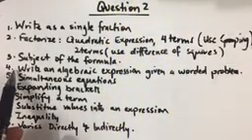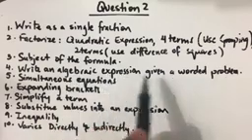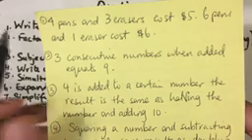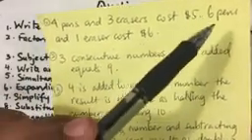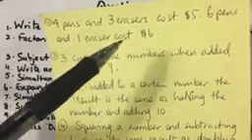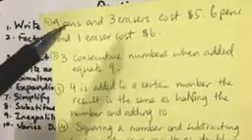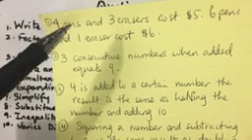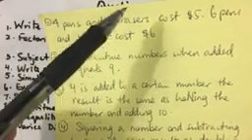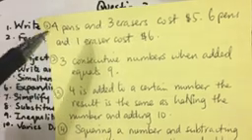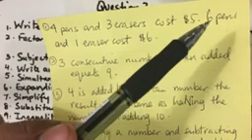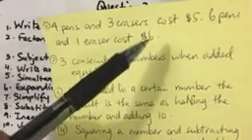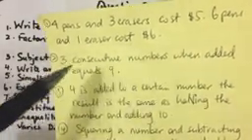Number 4, write an algebraic expression given a worded problem. So we can get something like this. 4 pens and 3 erasers cost $5. 6 pens and 1 eraser cost $6. So we can let pens be p and let erasers be e. So then this line above would be 4p plus 3e is equal to 5, and then the other line would be 6p plus 1e is equal to 6. Let's look at another one.